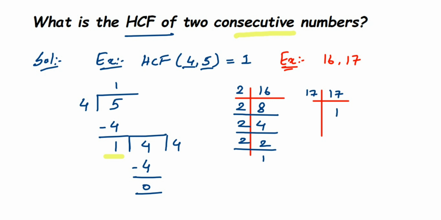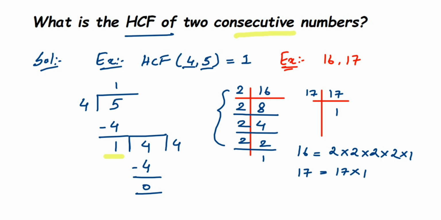I hope you know how to find out the HCF here. So 16 is equal to, write down all the factors you got here, 2 into 2 into 2 into 2. And for 17, we just got 17, so 17 into 1. Let me write down 1 also here. Now the highest common factor is nothing but the factor which is present in both, you have to circle it. Only 1 is present in both. 1 is a common factor here. So you have to just circle all the common factors which are present in both and multiply them. Since only 1 is present, HCF of 16 and 17 will be equal to 1.